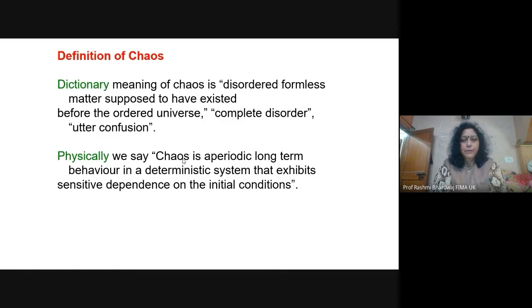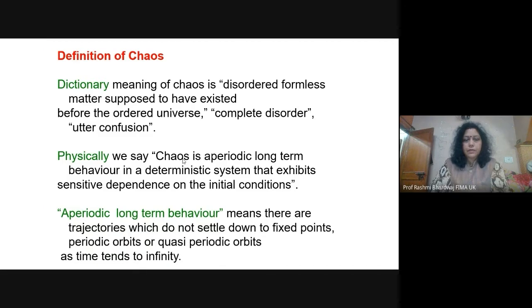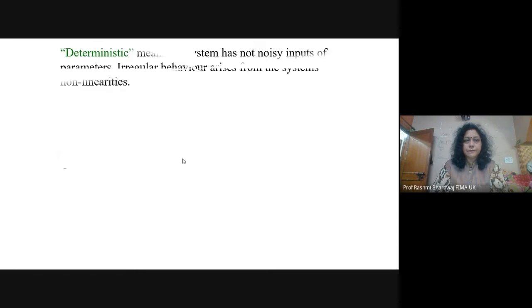Physically, it is an aperiodic long-term behavior in a deterministic system that exhibits sensitive dependence on the initial condition. By aperiodic long-term behavior we mean trajectories that do not settle down to a fixed point, periodic orbit or quasi-periodic orbit as time tends to infinity. We take a small change in the initial condition, but the two trajectories which start together do not settle down to some point or some trajectory. Deterministic means, as we already know, a system which has no noisy inputs or parameters. And if we have a nonlinearity, then we always have irregular behavior.